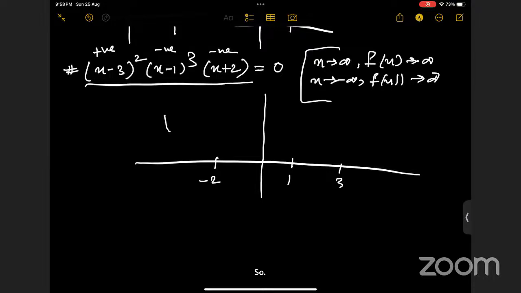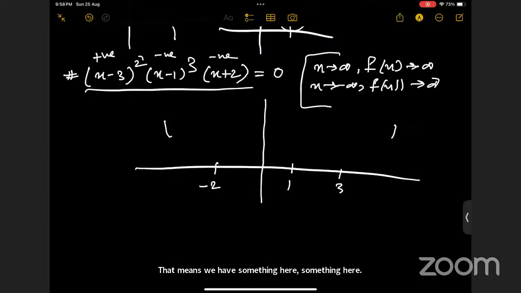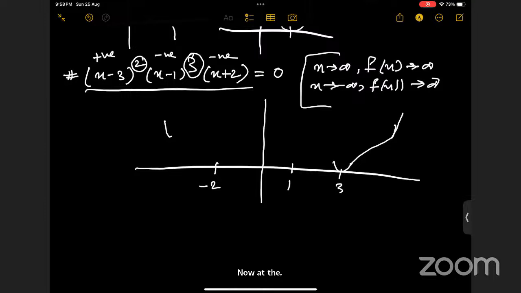That means we have something here upward, something here upward. Now, at x equals 3, the power is even, so it will bounce back here, something like that. Now at the point 1, this is a cube, so it will be something like that at that point, right? Clear? And at the point minus 2, the power is 1, so it will simply cut through the point. So the graph will be like that.